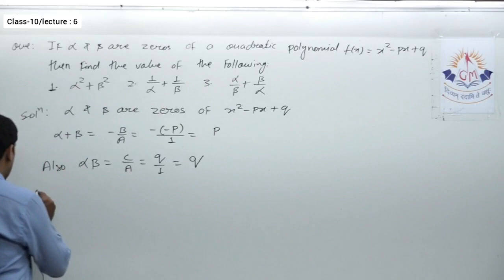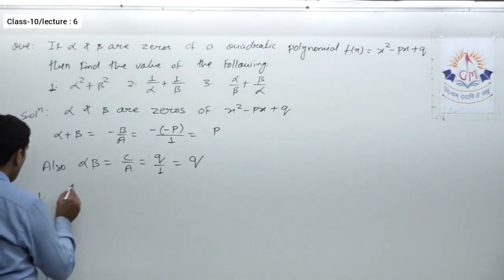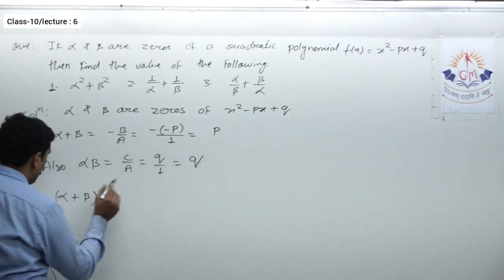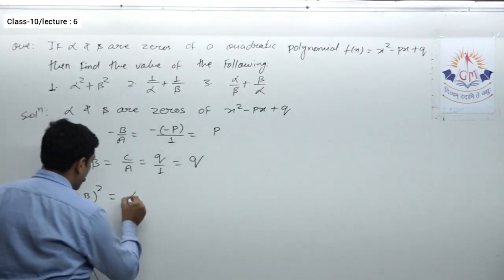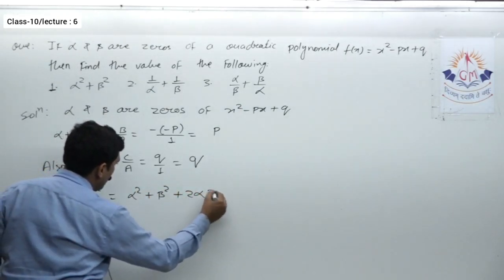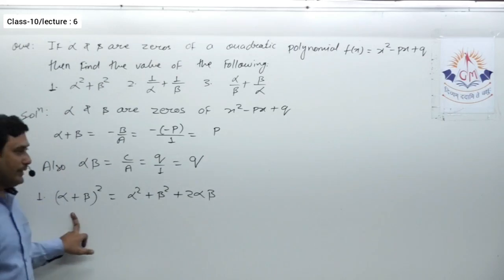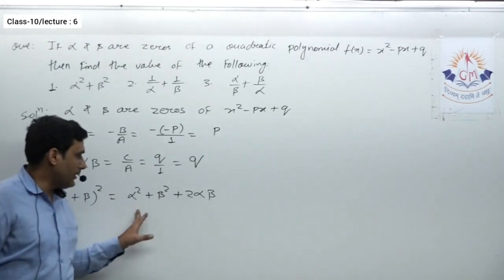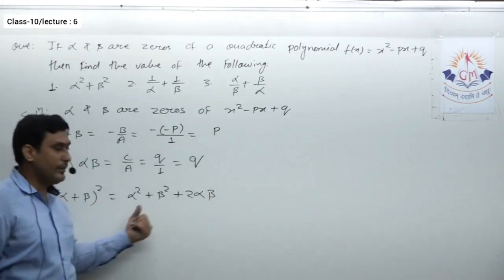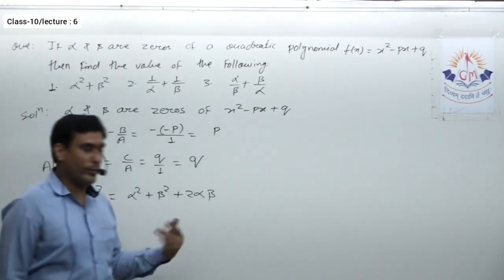Okay, so let us start with the very first one, alpha square plus beta square. See, if I give you this identity, alpha plus beta whole square is equal to alpha square plus beta square plus 2 alpha beta, isn't it? That is a square plus b square plus 2ab, a plus b whole square identity.